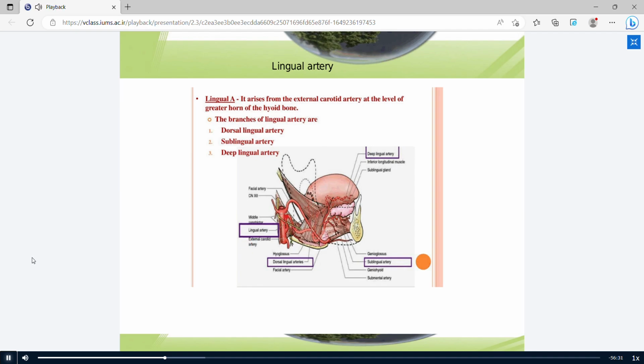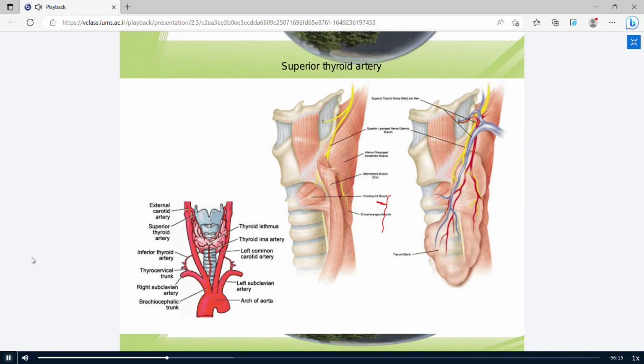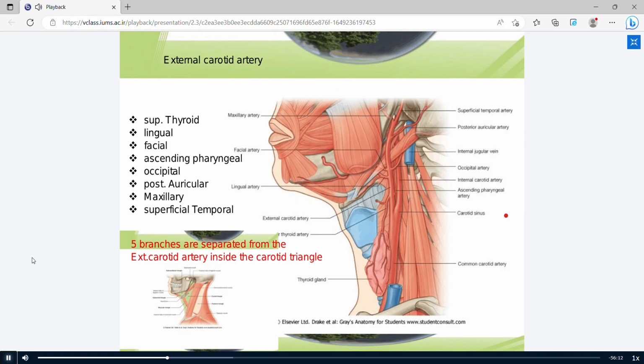The important point of the lingual artery is that it arises from the external carotid artery near the greater horn of the hyoid bone. Please look at this picture. This is the hyoid bone, and this one is the lingual artery arising from the external carotid artery near the greater horn of the hyoid bone. It's a very, very important point.